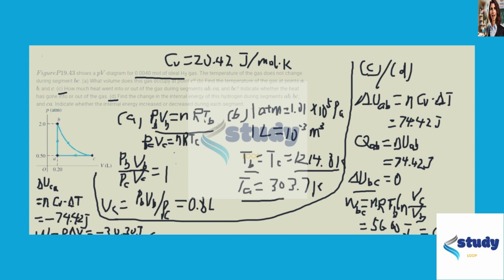The first law of thermodynamics tells us that QCA equals delta UCA plus work CA. So you just need to add these two numbers together, which gives you negative 104.72 joules. This number is a negative value. It means that heat is flowing out of the system, and the amount of heat is 104.72 joules. So that's it.